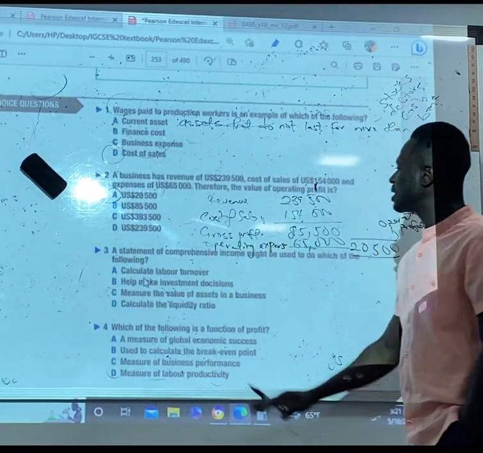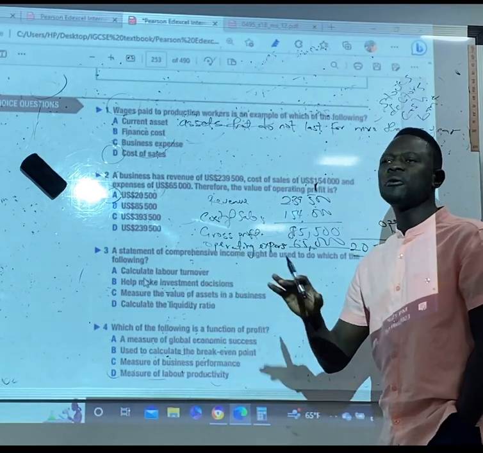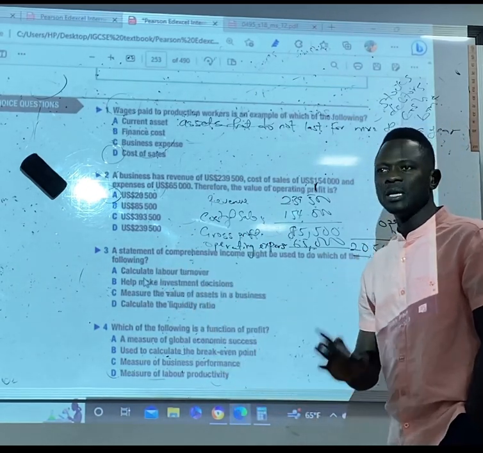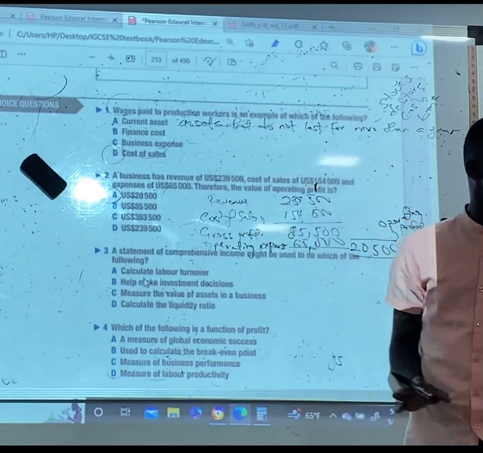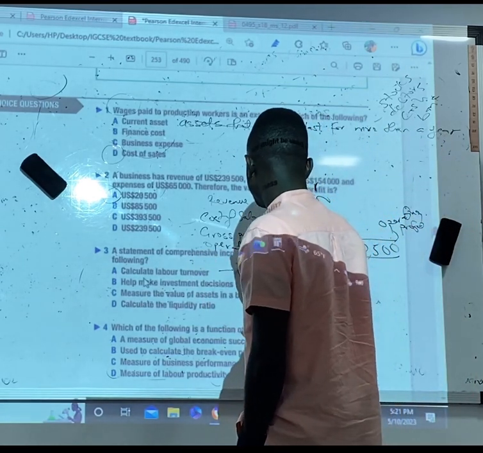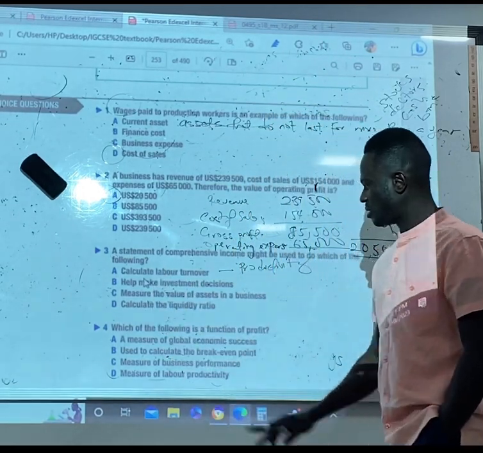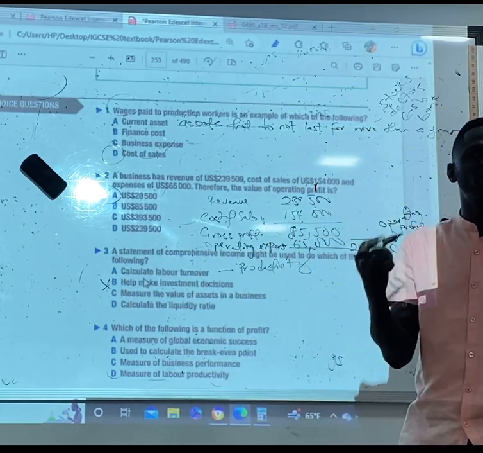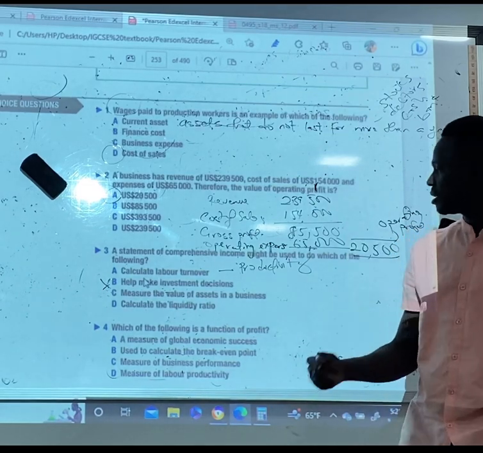The third one said, a statement of comprehensive income might be used to do which of the following? A statement of comprehensive income, which is what we're talking about, is the profit or loss account. Calculate labor turnover? Labor turnover is about productivity. It is not calculated through the statement of profit and loss account. Help make investment decisions. Yeah, we said one of the importance of having a comprehensive income statement is to take decisions about the business. So the answer is B.